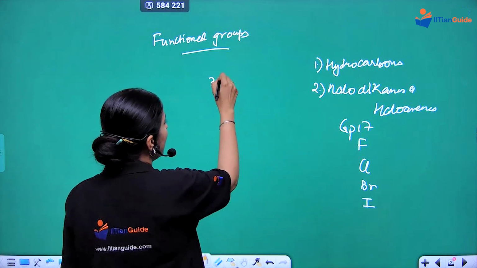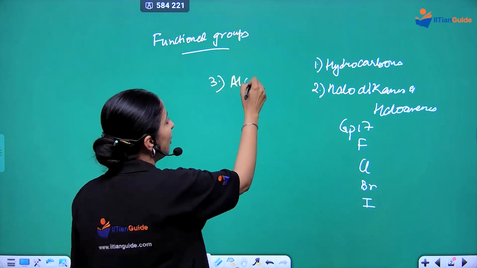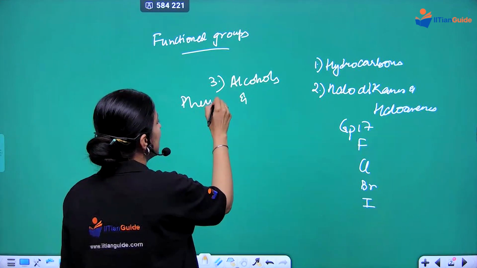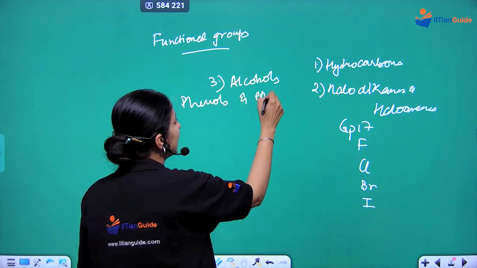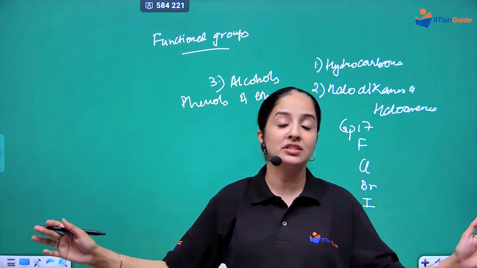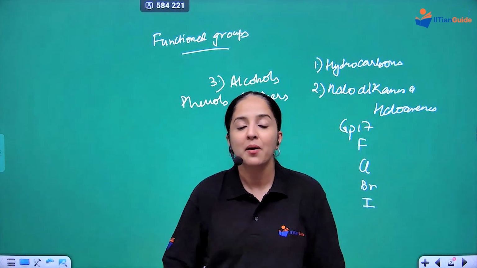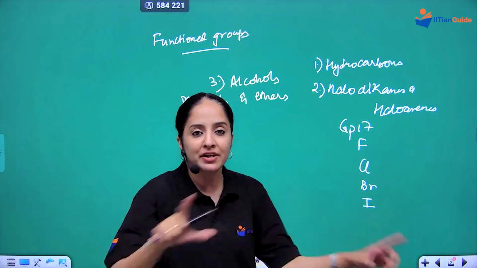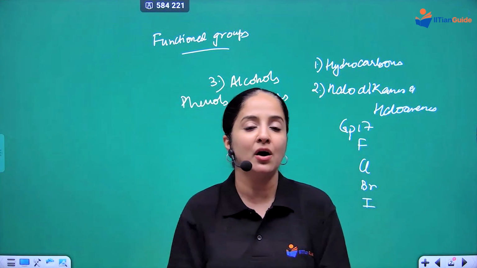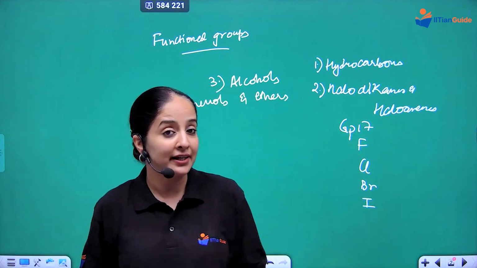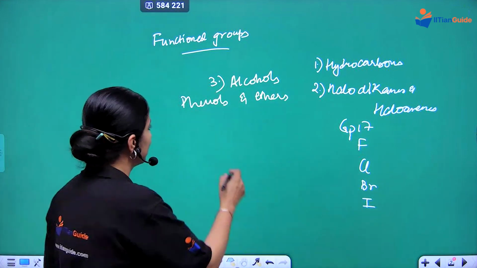Third is alcohols, phenols, and ethers. I generally hear things like, ma'am, this is the longest chapter. So many named reactions are there. We don't know how to do it. But don't you worry at all. I'm going to cover every single topic, every single doubt, every single logical question here. We are going to cover it here at IITianGuide, so stay with us.